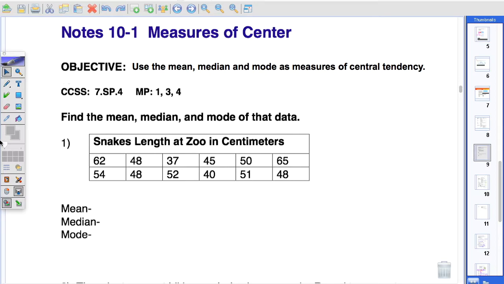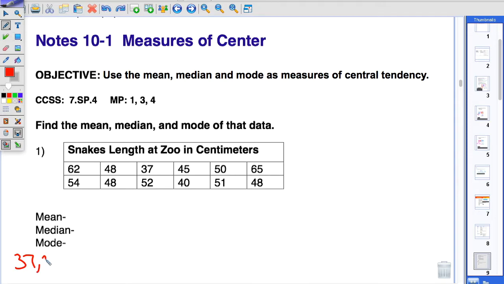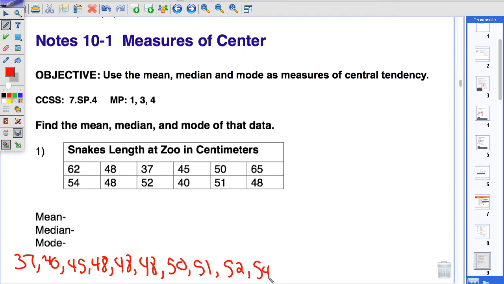The first thing that we need to do is put the data in order from least to greatest. We have 37, 40, 45, 48, 48, 48, 51, 50, 51, 52, 54, 62, and 65. Make sure that you have 12 numbers because our table consists of 12 numbers. So 1, 2, 3, 4, 5, 6, 7, 8, 9, 10, 11, 12.